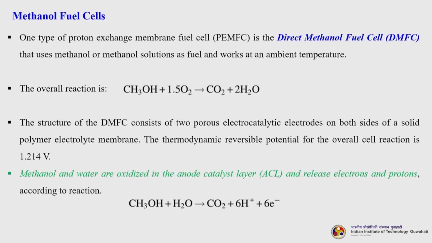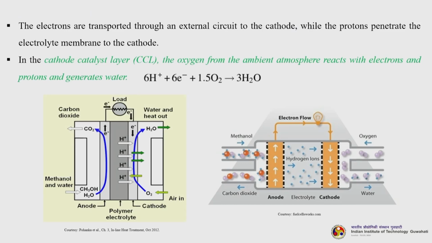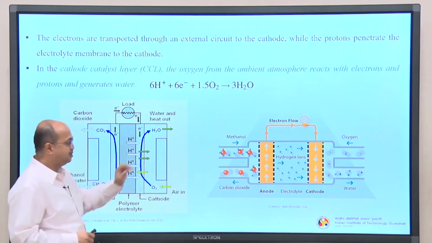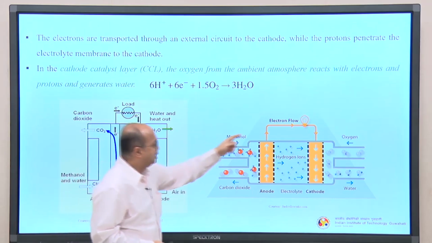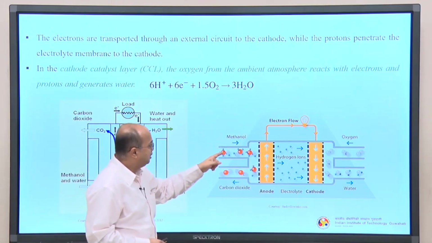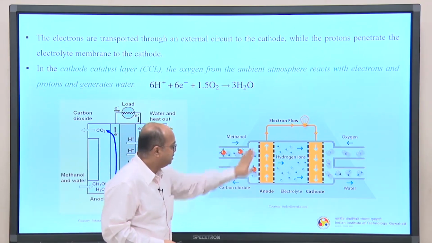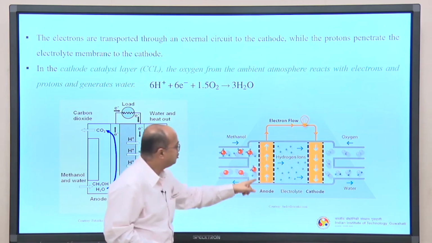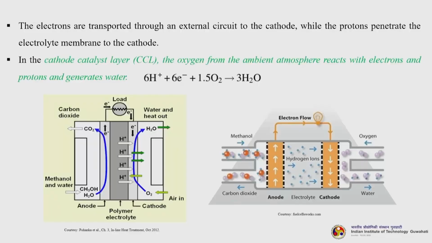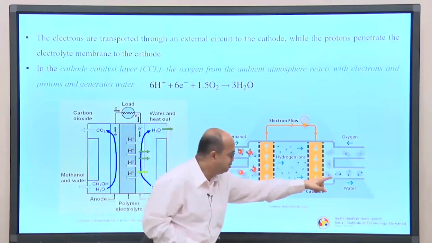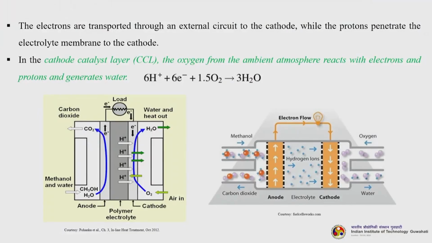Methanol and water are oxidized in the anode catalyst layer, known as ACL, and release electrons and protons according to this reaction. So, methanol plus water gives us carbon dioxide plus 6 protons plus 6 electrons. You can see how it happens in the subsequent representation. This is the overall representation, where you can see that this is the chamber. Here you can see that methanol is getting fed to the chamber. And this part is the anode, this is the cathode, and the electron is flowing this way from anode to cathode. Then you have to supply oxygen. So, it will result in carbon dioxide this side, water that side, and this is a more elaborate way of representation.